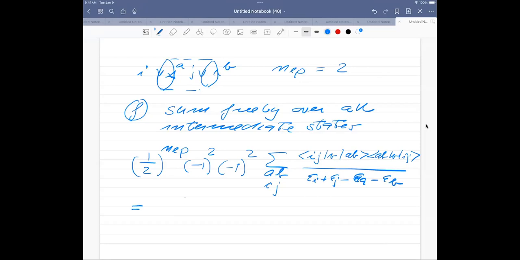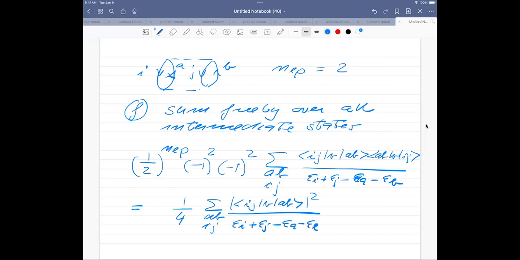And this becomes simply equal to 1 divided by 4, and then we have the sum over a, b, i, j, with the matrix elements ij, V, ab. And then I just write this squared, divided by epsilon i plus epsilon j minus epsilon a minus epsilon b. So this is an example of how we can use diagram rules to calculate what we calculated before. So just some time ago, we calculated this contribution and found exactly the same expression.